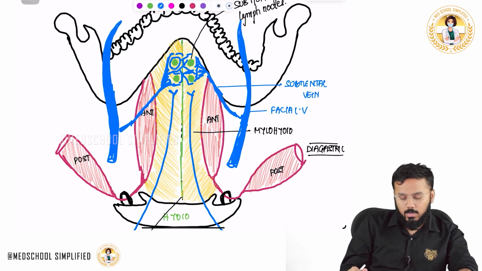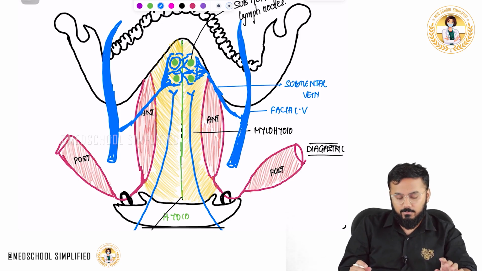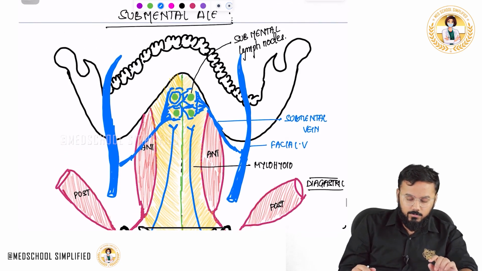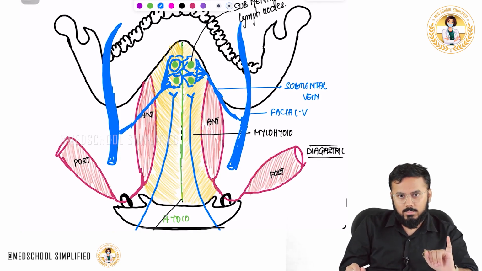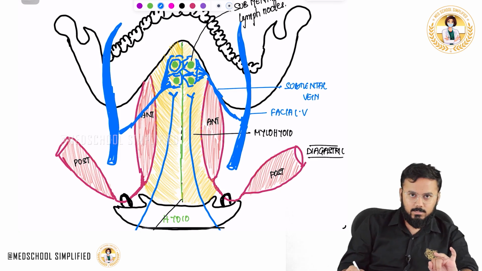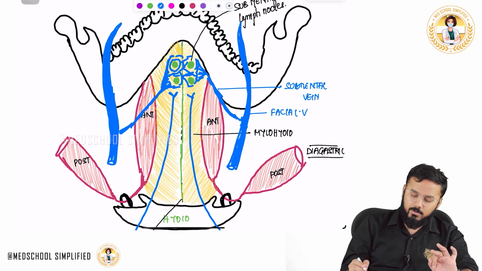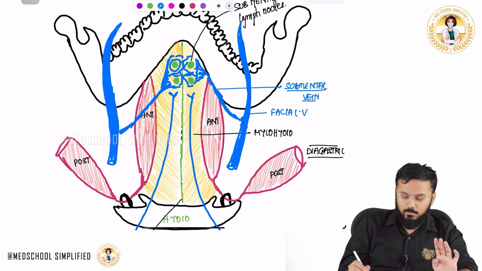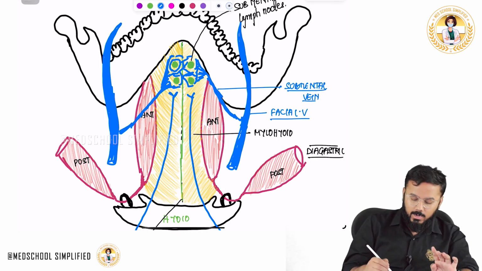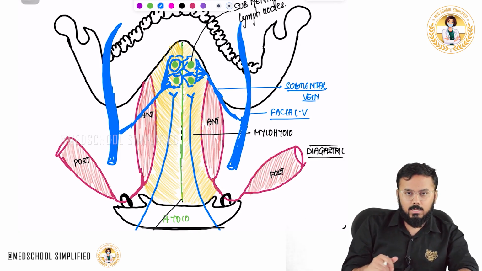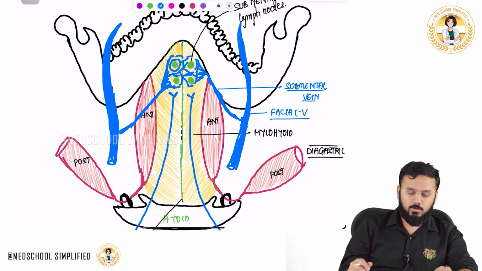Okay, so what are the structures that are located within the submental triangle? First we have the submental lymph nodes. Next we have the plexus here, the submental plexus. After that we have the submental vein. We have the facial vein, right, and the internal jugular vein. So these are the structures that are located within your submental triangle.